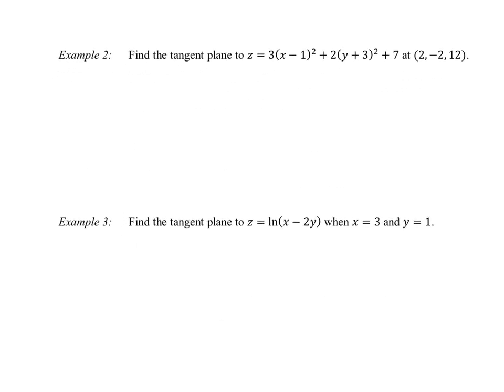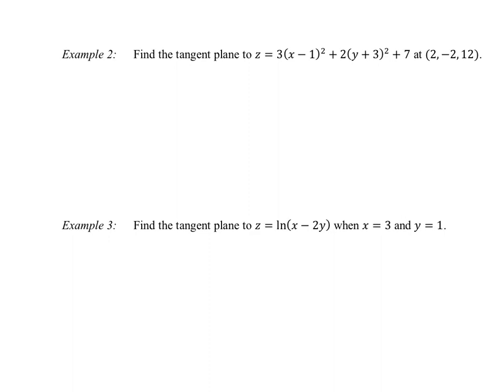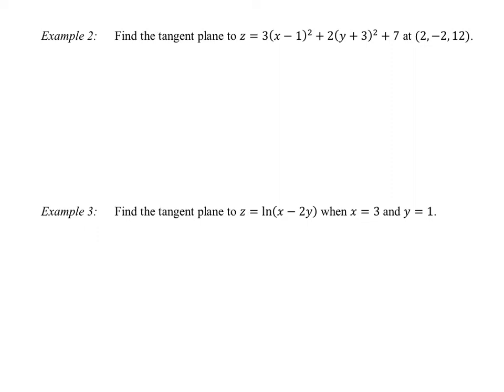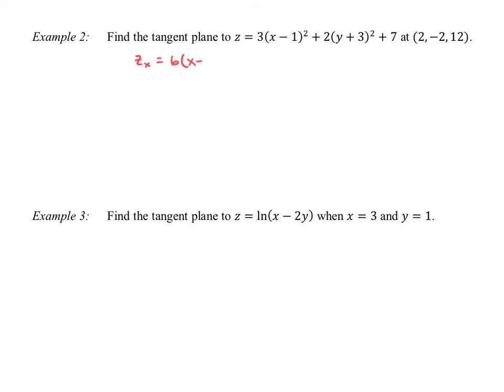All right, example number 2 is really the same concept. In fact, example 2 and 3, I'm just showing you 2 more times, 2 different examples, but it's the same concept. So if you feel like you got it and you want to try it on your own and then check with the video, that's completely fine. We're going to take the derivative with respect to x. It's going to be 6 times the quantity x minus 1. Oops, sorry. And then we're going to do the derivative with respect to y. And that's going to be 4 times y plus 3.